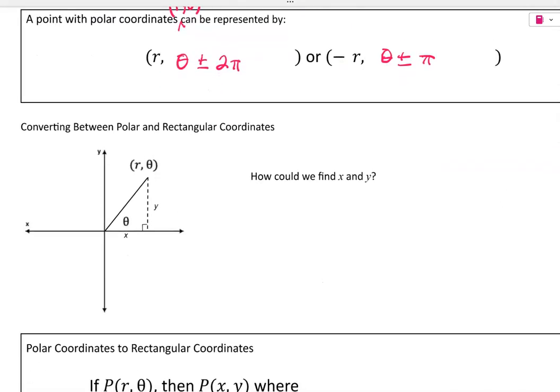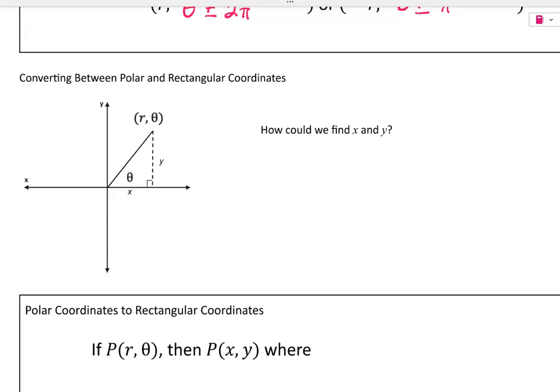So let's generalize. Let's just say that you've got this point, r comma theta. By the way, you could think of it as x comma y also. What if I gave you r comma theta? Could we find x and y? Well, undoubtedly, the most famous theorem in mathematics is the Pythagorean theorem, and you will use that a lot. X squared plus y squared equals r squared in this case.